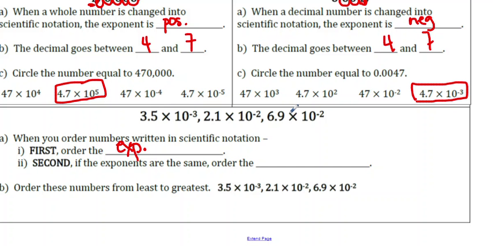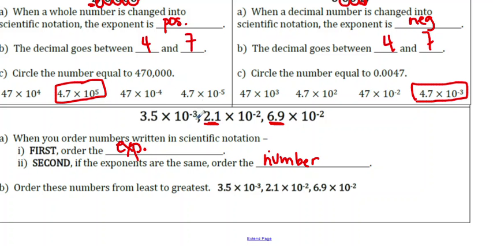But if you notice here, I have 2 -2s. When you have 2 exponents that are the same, you have to order the number that's in front. So that's what you're going to look at. Here I have -2, -2, but the numbers up front are 2.1 and 6.9. Obviously 6.9 is bigger, so if I was going least to greatest, this one would come before this one.